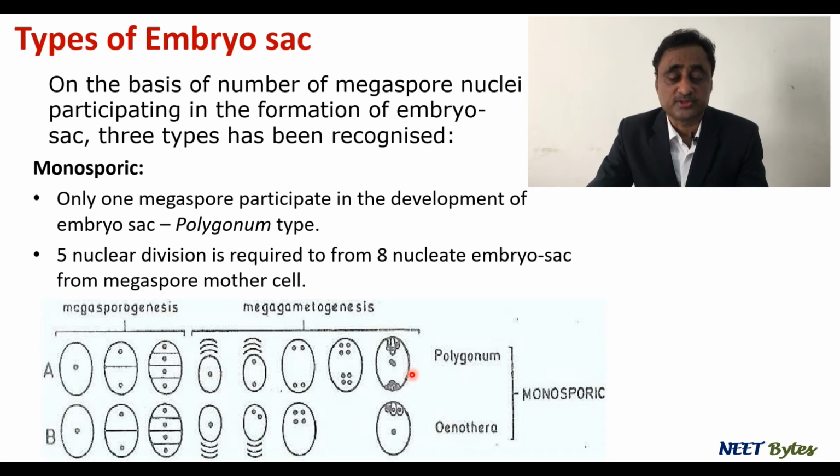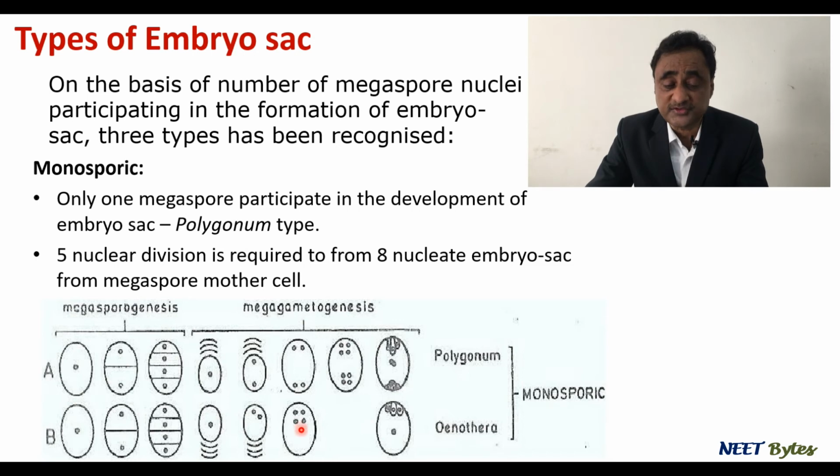Okay. Now there are 2 variants. The monosporic can be polygonum type, or the monosporic can be Oenothera type. The difference is that in the case of polygonum, it is 8-nucleate. But in the case of Oenothera, it is just 4-nucleate. So here the 5th division is not happening. At the end of the 4th division, we see the formation of only 4 nuclei, and these 4 nuclei eventually form the entire embryo sac.